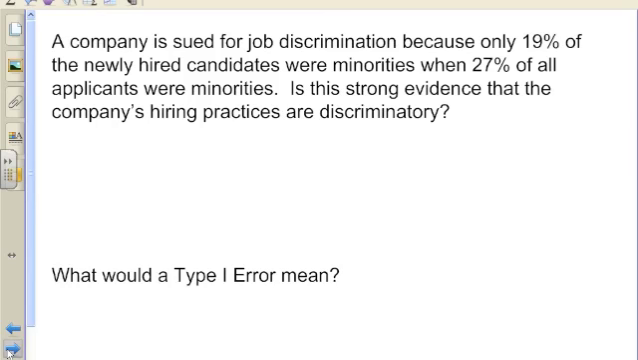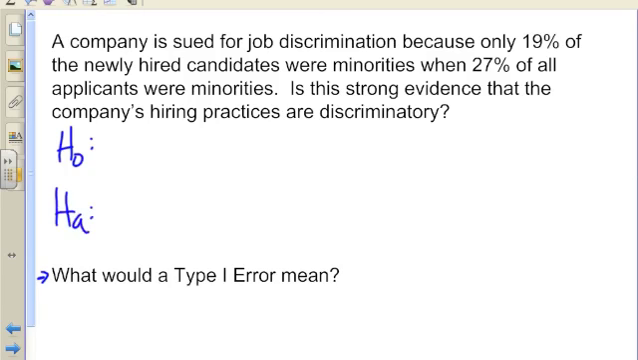So they might give us some data here. We might complete a hypothesis test, trying to see if the company is discriminating. You know, or maybe it was just chance. Maybe those people were more highly qualified than others. So when I try to figure out anything about errors, the first thing I do is I actually write down my hypotheses. It helps me kind of keep things straight in my brain.